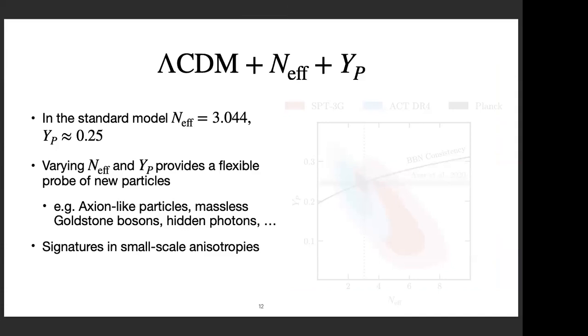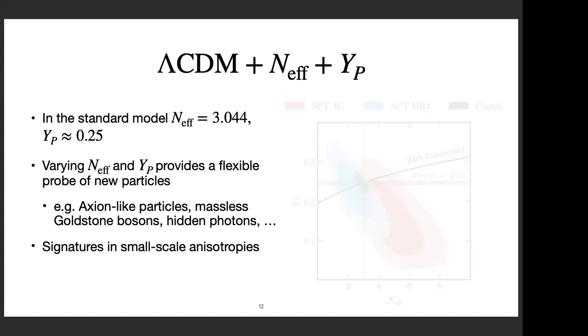What does that mean? Well, N effective is the effective number of neutrino species. In the standard model, this is usually 3. YP is the primordial helium abundance. This is a bit more tricky. It depends on the baryon density, and if you vary N effective, it's also a function of that. But suffice to say, it's usually 0.25. Why would you vary these two parameters?